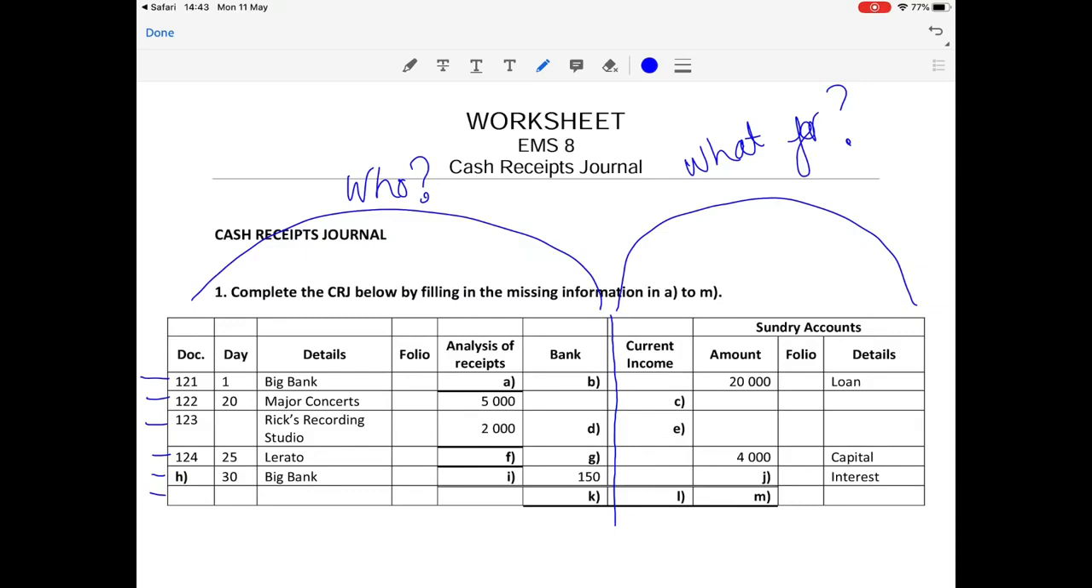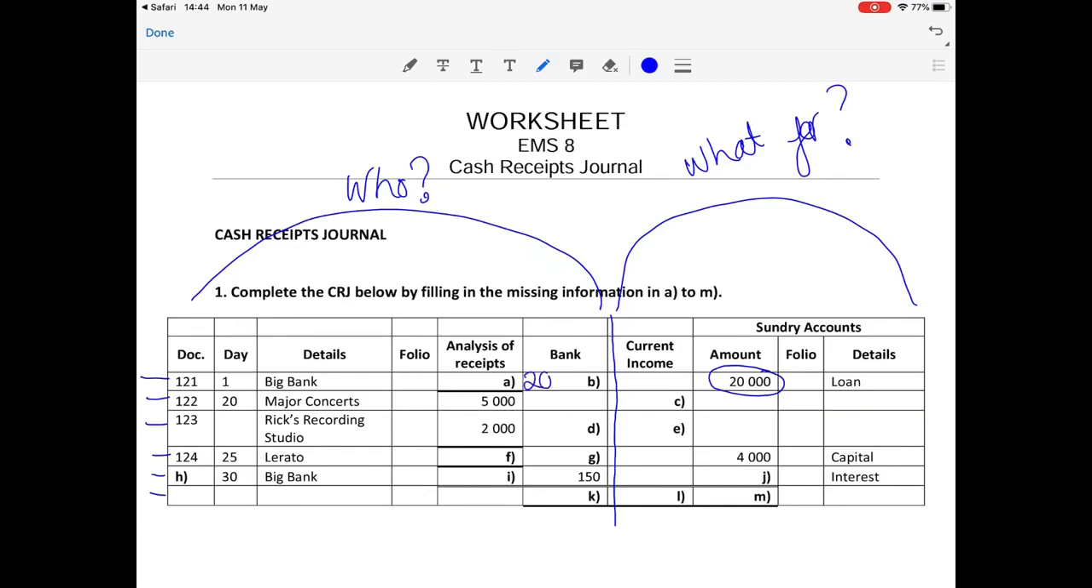So your first transaction, let's just go through the information. We have a source document number 121, and the money was received on the 1st of the month. It was received from Big Bank, so that is obviously the bank of this enterprise. We then have an analysis of receipts column and a bank column that are both empty. If we move across to the right-hand side, current income is empty. And then in the sundries, we've got an amount of 20,000 Rand for a loan. We know that the amount we are dealing with for this transaction is therefore 20,000 Rand.